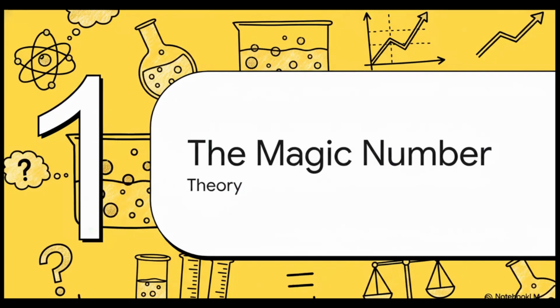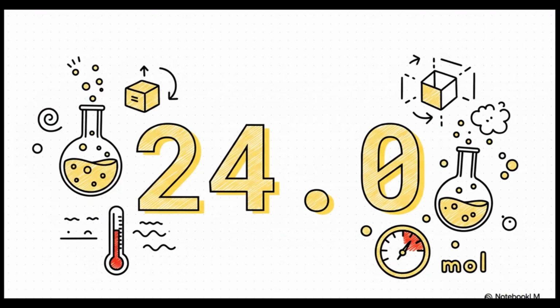Starting right off with section 1, the magic number, the theory behind it all. Okay, before we even think about touching a single piece of glassware, we need to know what our target is. And we are hunting for this exact number, 24.0. By definition, the molar volume is the volume occupied by exactly 1 mole of gas. And honestly, here's the amazing thing about chemistry. At room temperature, which is 298 Kelvin, and normal atmospheric pressure of 100 kilopascals, 1 mole of literally any gas occupies approximately 24.0 decimeters cubed. That right there is our target.